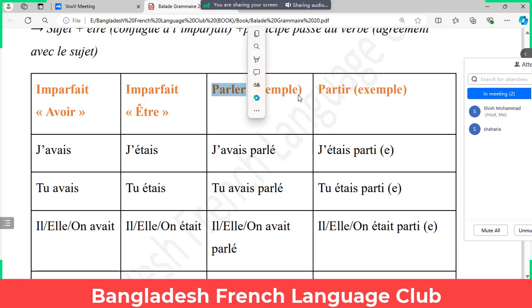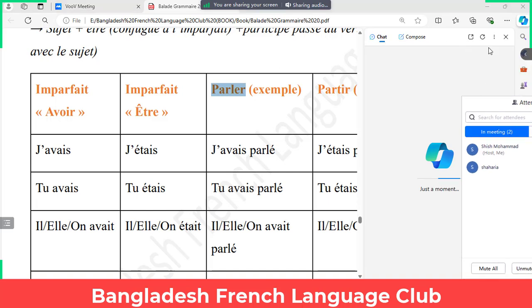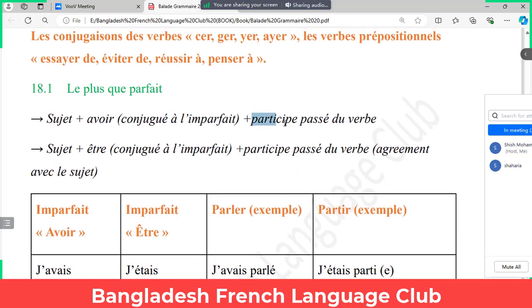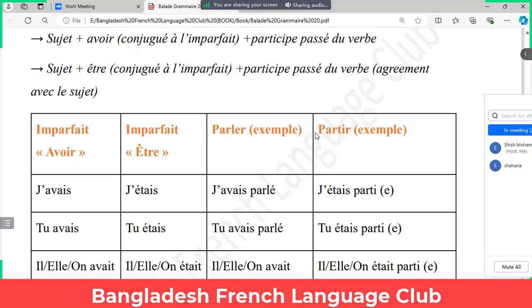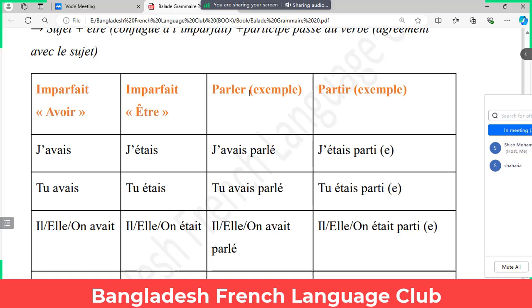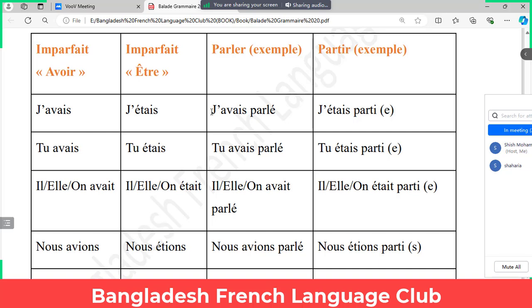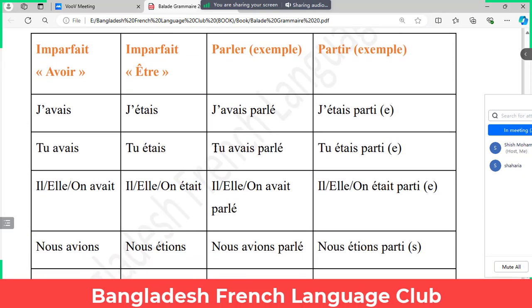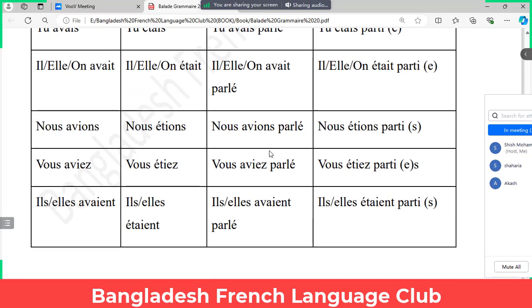Then we have the verb parler, the principal verb, the main verb. We have seen that we need the participe passé, the past participle form of the main verb. We also learned how to make the past participle of all three kinds of verbs, the er, ir, and re. So let's see the conjugation. J'avais parlé means I had spoken. Parler means to speak. Tu avais parlé, you had spoken. This way, il, elle, on avait parlé, nous avions parlé, vous aviez parlé, ils, elles avaient parlé. They had spoken.